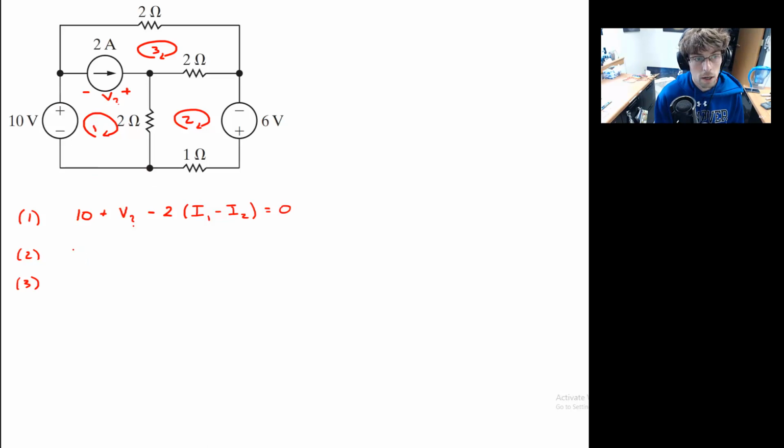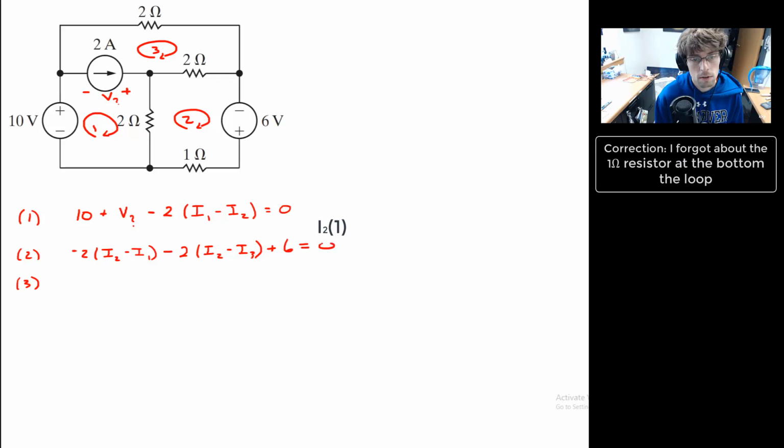Mesh 2. I have a drop across the 2 ohm resistor. I have a drop across the second 2 ohm resistor. And then finally, I have a jump of 6 volts. Last one, mesh 3. I have a drop across the 2 ohm resistor at the top of the circuit. I have a drop across the 2 ohm resistor shared with mesh 2.